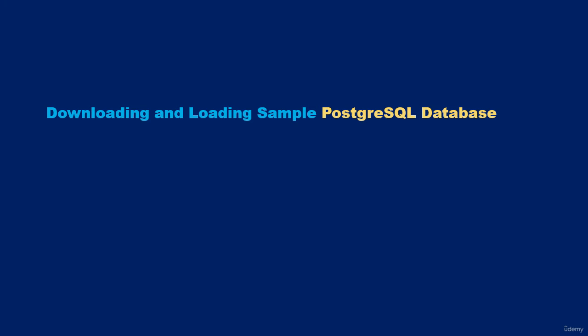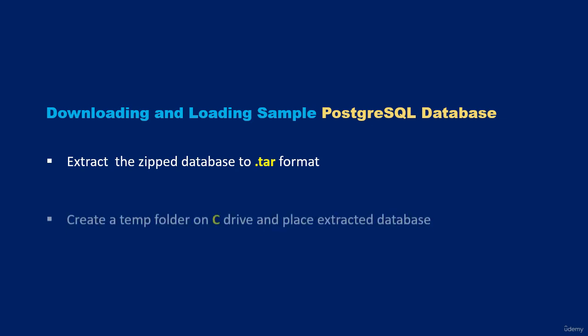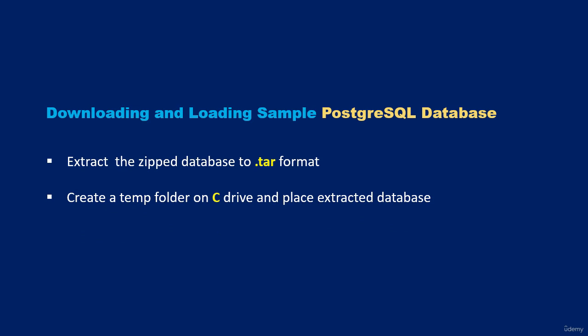So let me walk you through the steps we are going to take to download and load the sample PostgreSQL database. We're going to start off by extracting the zipped database. We're going to extract it to a .tar format. Once we've done that, we're going to create a folder on the C drive or any drive you wish, and then we'll place the extracted tar format into that folder, and we will create a new database using the PSQL tool. We need to create a database to restore the sample database into.